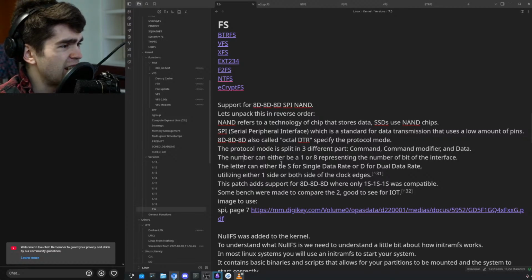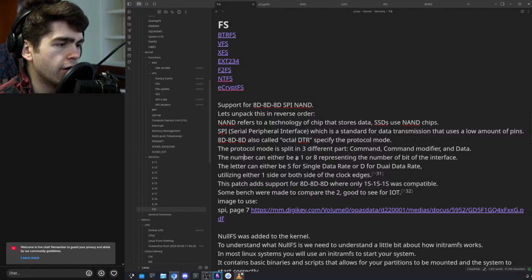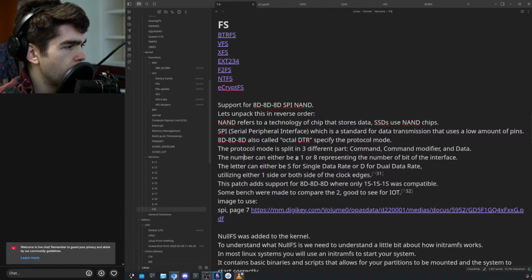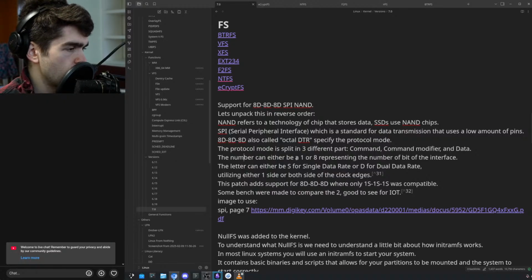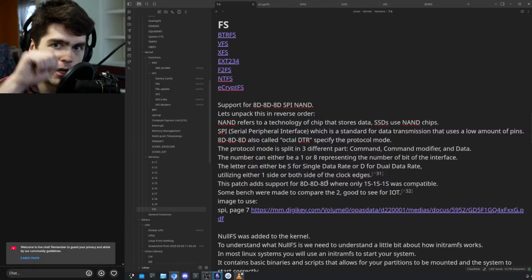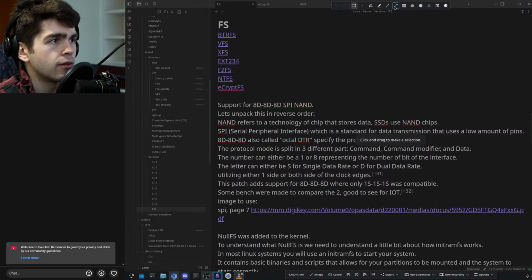The number can either be 1 or 8, representing the number of bits of the interface, and the letter can either be S for single data rate or D for dual data rate. Now, this means that either you use one side of the clock edge or both sides of the clock edge. And here we can make the little explanation, the little graph. Right, we know what a clock edge is.